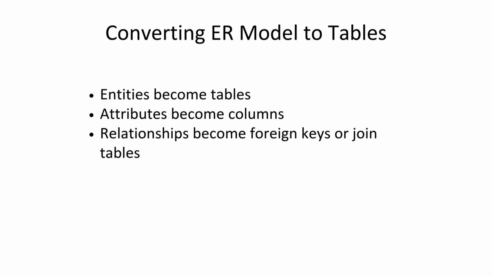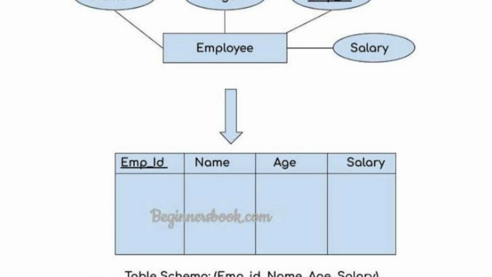Converting ER model to tables. Steps to convert ER diagram to database tables. Entities become tables, attributes become columns, primary key becomes table key, relationships become foreign keys or join tables for many to many. Maintain integrity and normalize where possible.